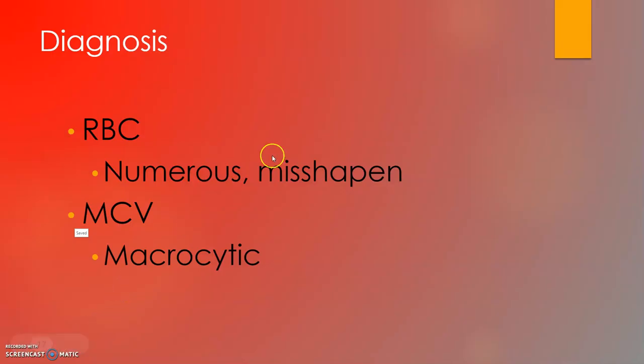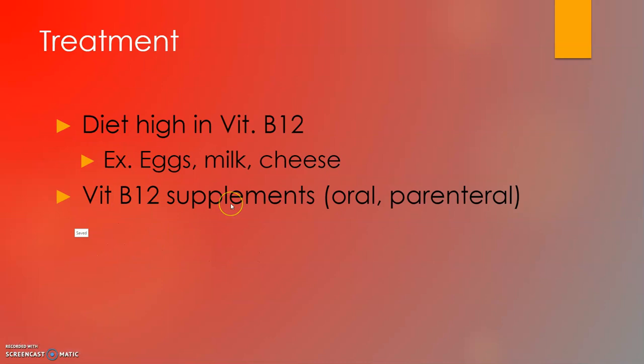The red blood cells may be numerous, but they're misshapen, and they may be large. So our treatment is to promote a diet high in vitamin B12. So again, take a look at that chart in your book. And we may give supplements. They can be oral or parenteral.